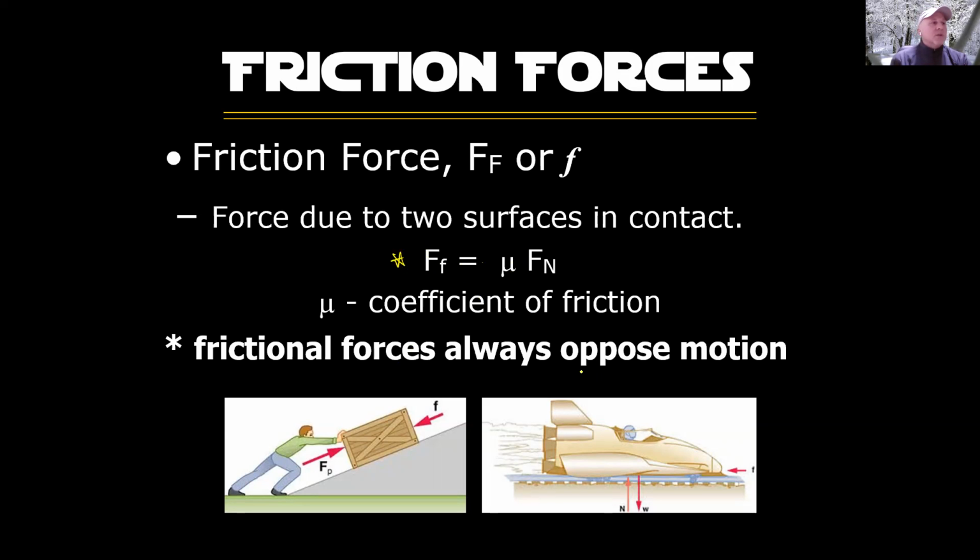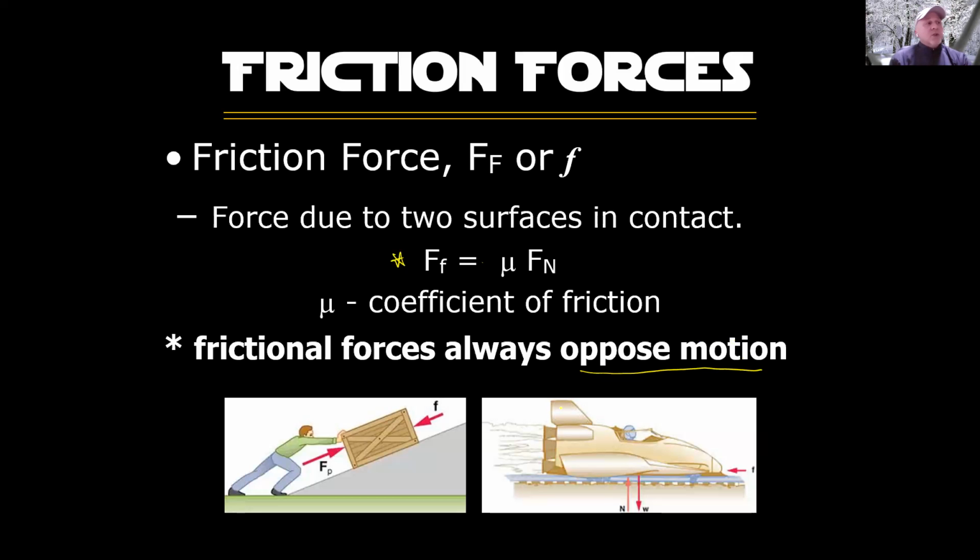It always opposes motion. So if the object's moving, it's always opposite. Friction forces could be drag from air, right? It could be the two objects in contact with each other. If an object is in water or a fluid, right, there's a resistive force. If you drop something in some water and you watch it float to the bottom, there's a resistive force pushing upward against it. That would be a fluid resistive force.